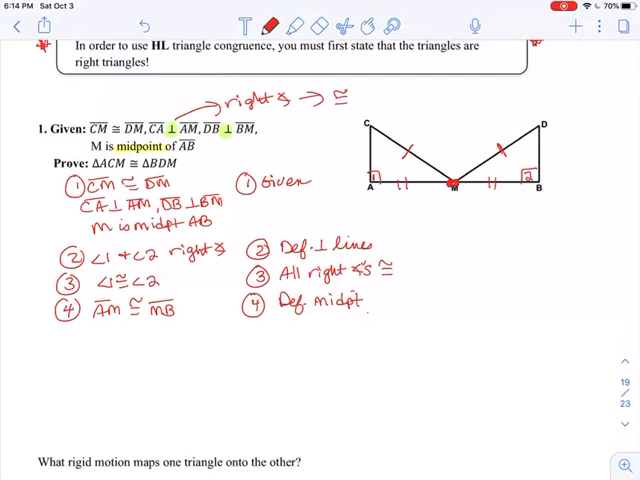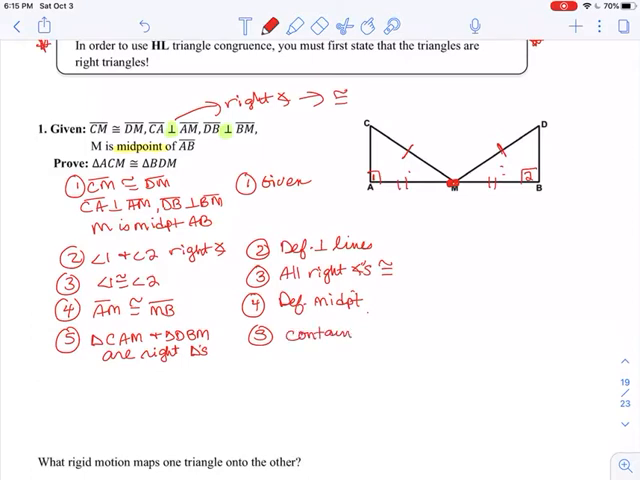Now, these triangles are congruent, but it's not angle side side. Remember, angle side side is not a method, but these are right triangles. So therefore, this is the hypotenuse. CM and DM are the hypotenuse, and AM and MB are the legs. Remember what I said though, if you're going to use hypotenuse leg, you have to first say that they are right triangles. So triangle CAM and triangle DBM are right triangles. Don't say they're congruent. You must first say that they're right triangles.